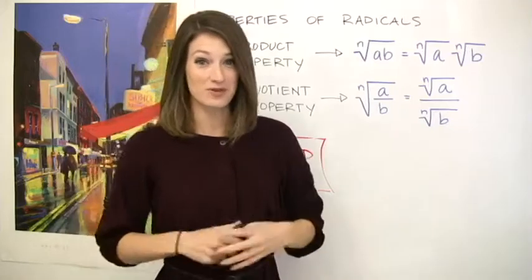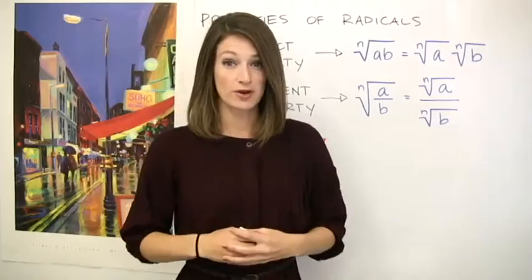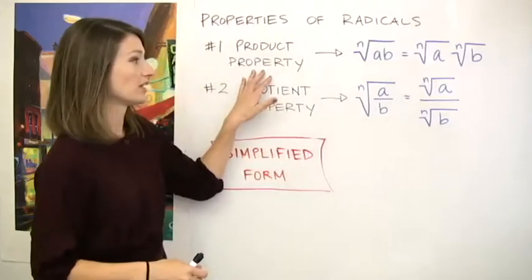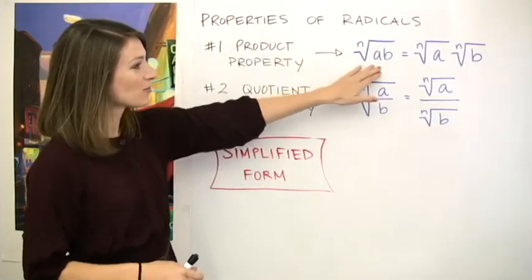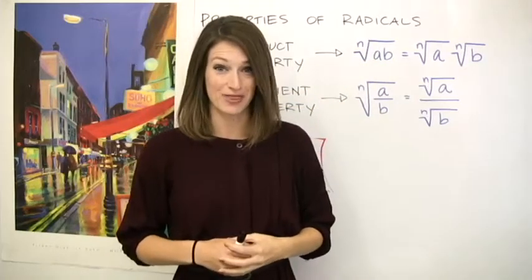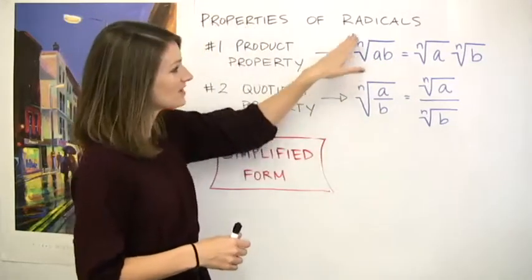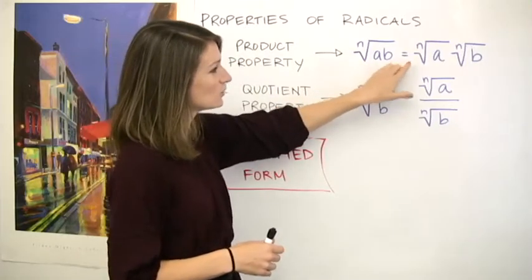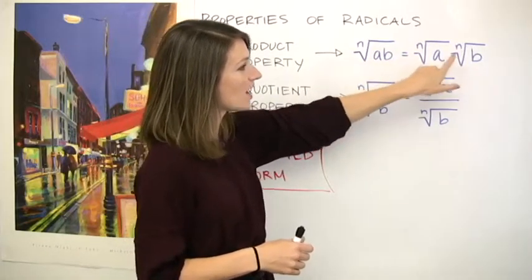Let's discuss the properties of radicals. So the first property you'll see is the product property, and it says that the nth root of a product AB is equal to the product of the nth roots. So if we take the nth root of AB, that's equal to the nth root of A times the nth root of B.